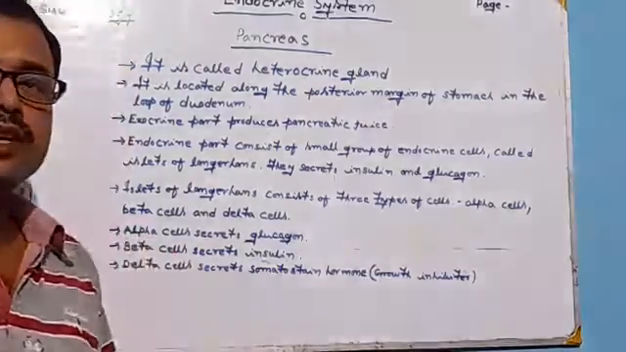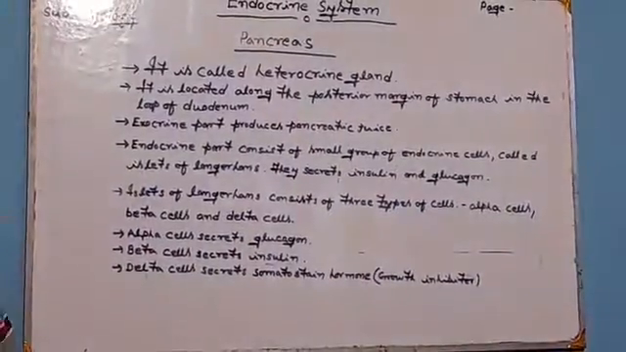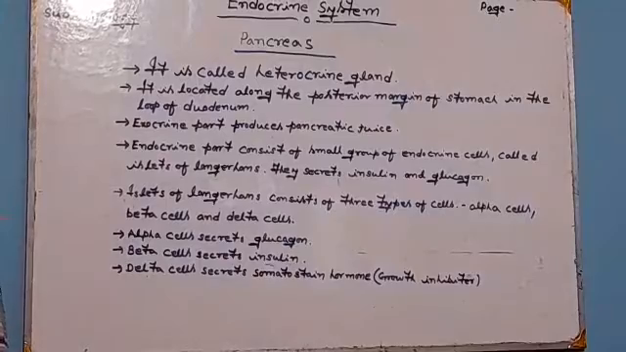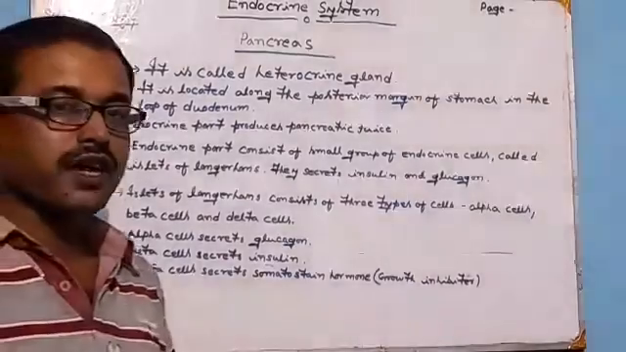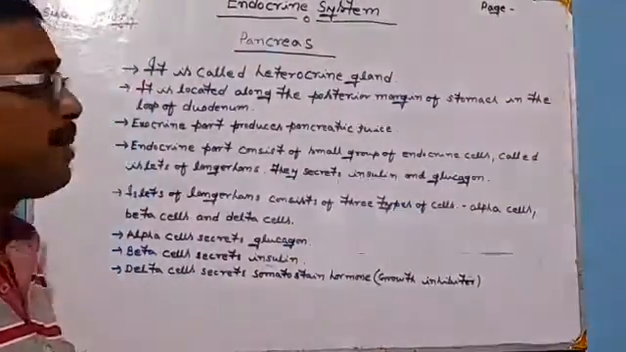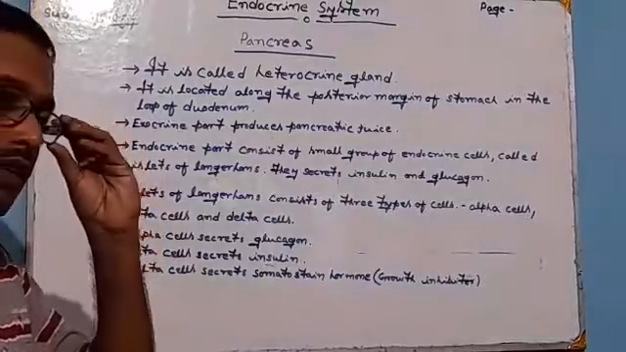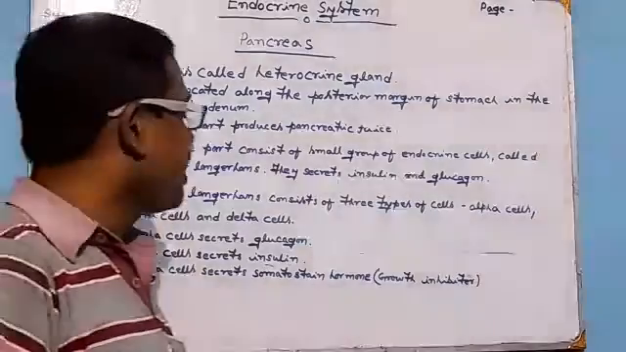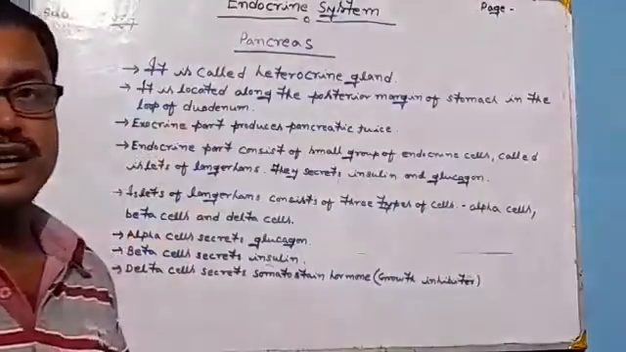Good morning, students. In this video, we'll study another endocrine gland of the endocrine system of our body, that is called the pancreas. Okay, the pancreas can be introduced as a heterocrine gland.